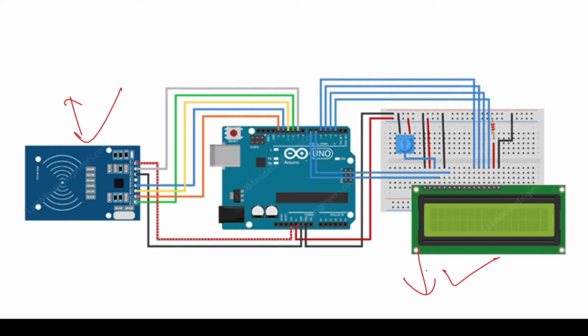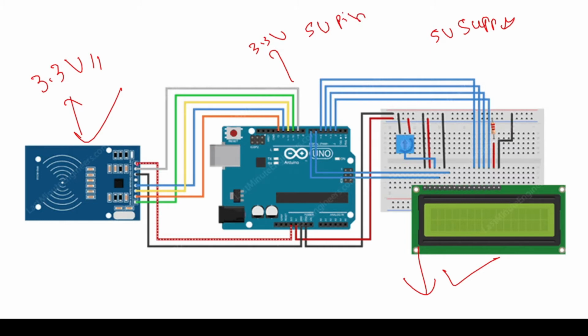This is our circuit diagram, and I am going to explain it so that you can recall the previous tutorials. You know that our RFID works on a 3.3 volt supply and our LCD works on a 5 volt supply. So in this tutorial we are going to use both the 3.3 volt pin and the 5 volt pin of our Arduino.